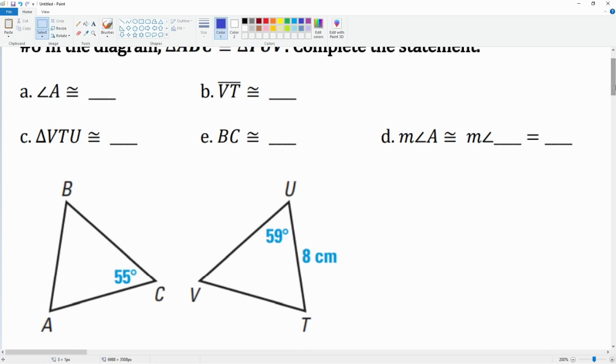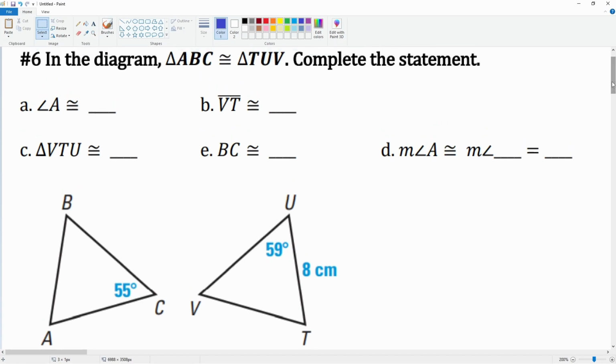Let's see what is corresponding to angle A. This is interesting. I don't know what is corresponding to A based on the image. However, the statement gives it away. Notice that this is the first spot. It has to be corresponding to this first spot here too. So angle A is actually congruent to angle T because it's literally in the same spot.